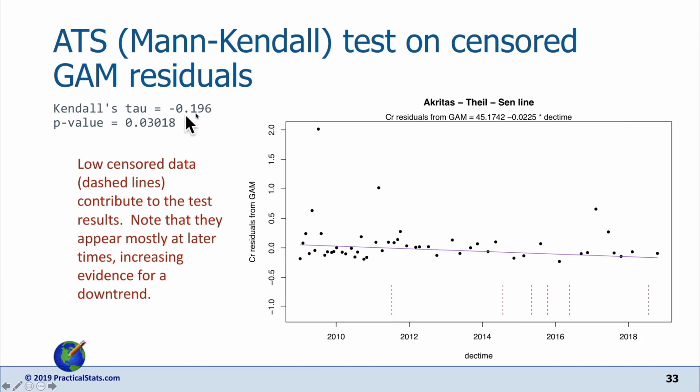Kendall's tau is again negative, and the p-value is 0.03. So some of the downtrend that was there in the original data was subtracted out with the flow. There must have been a trend of some sort in the flow, because it was a 0.00 something before. Now the p-value is 0.03, not as strong, but it's still significant. So there is a downtrend, even when you account for the effect of flow.